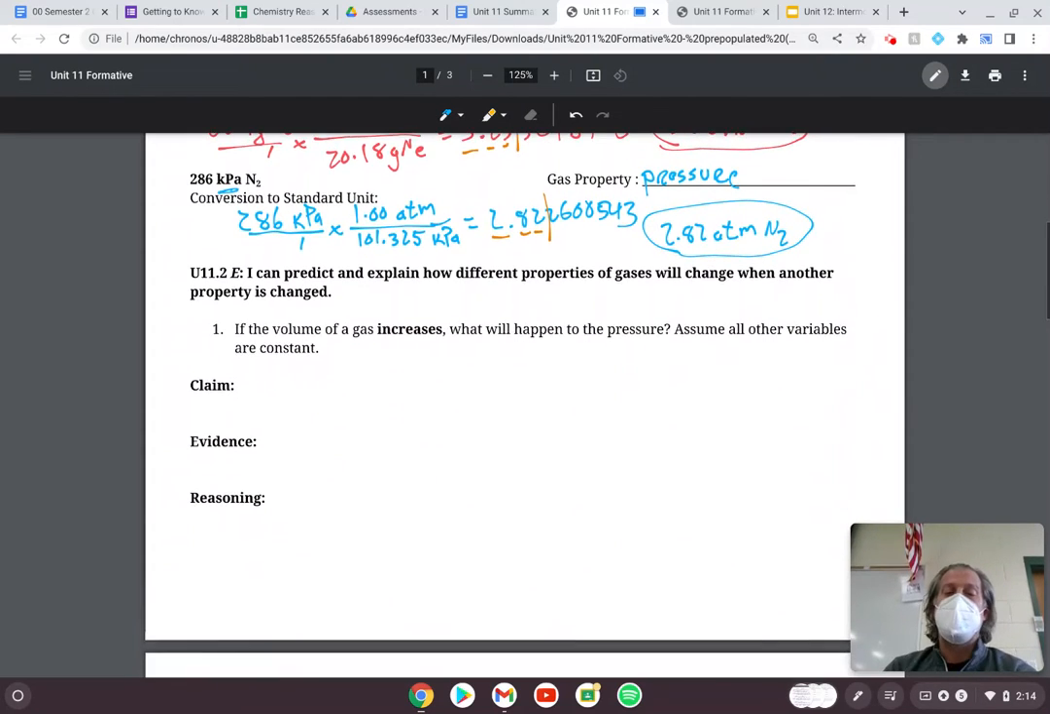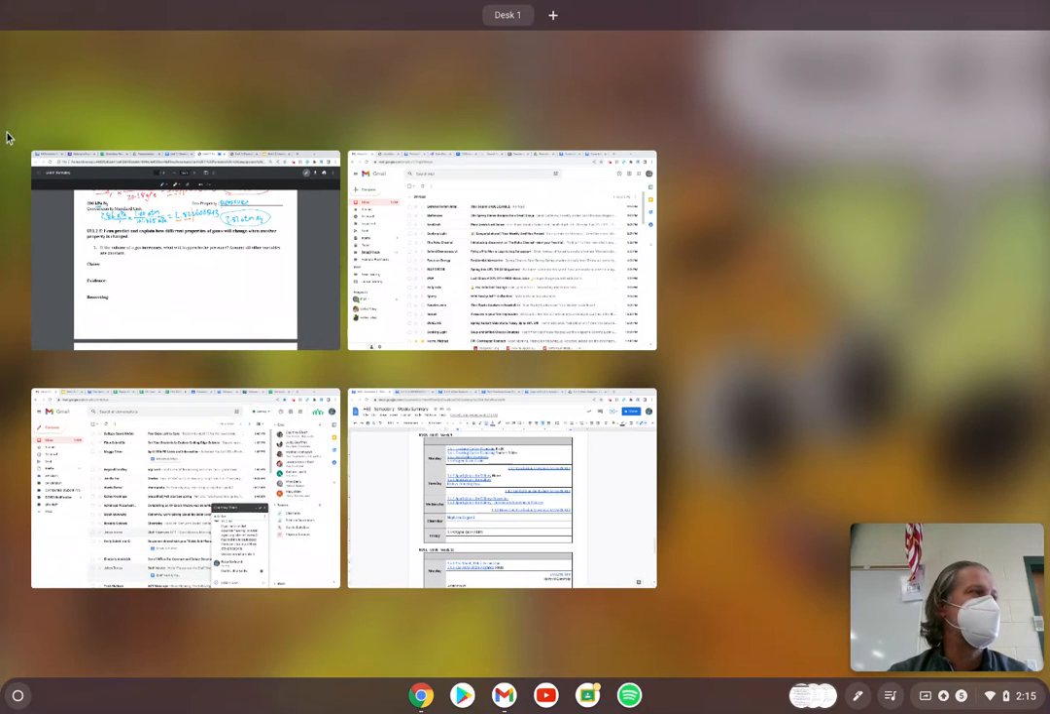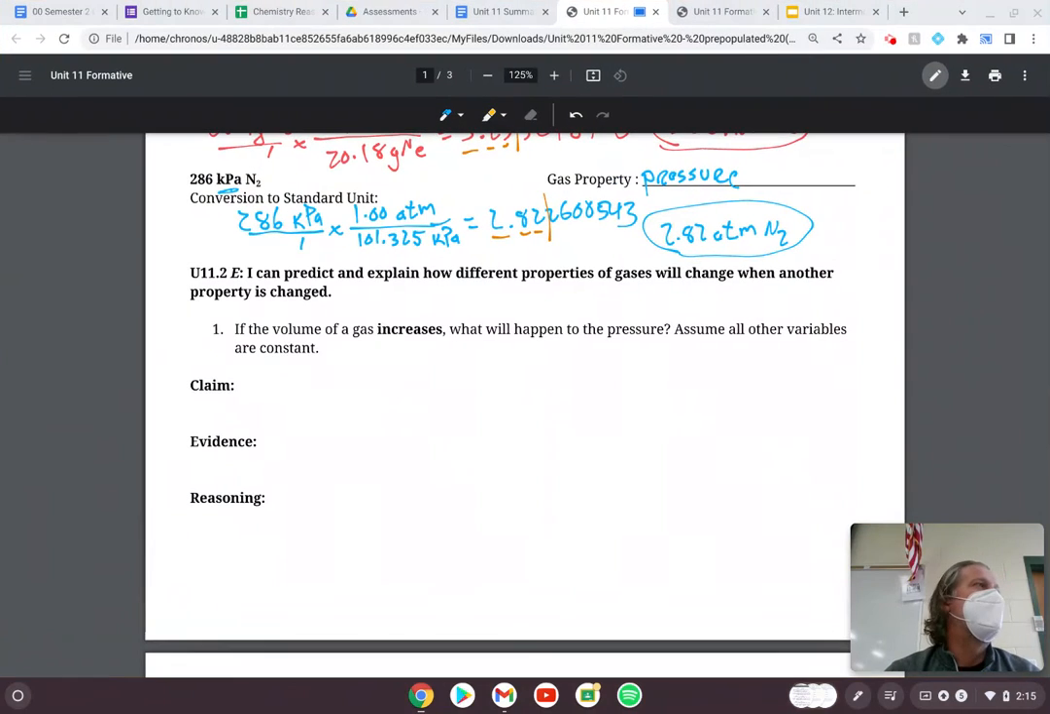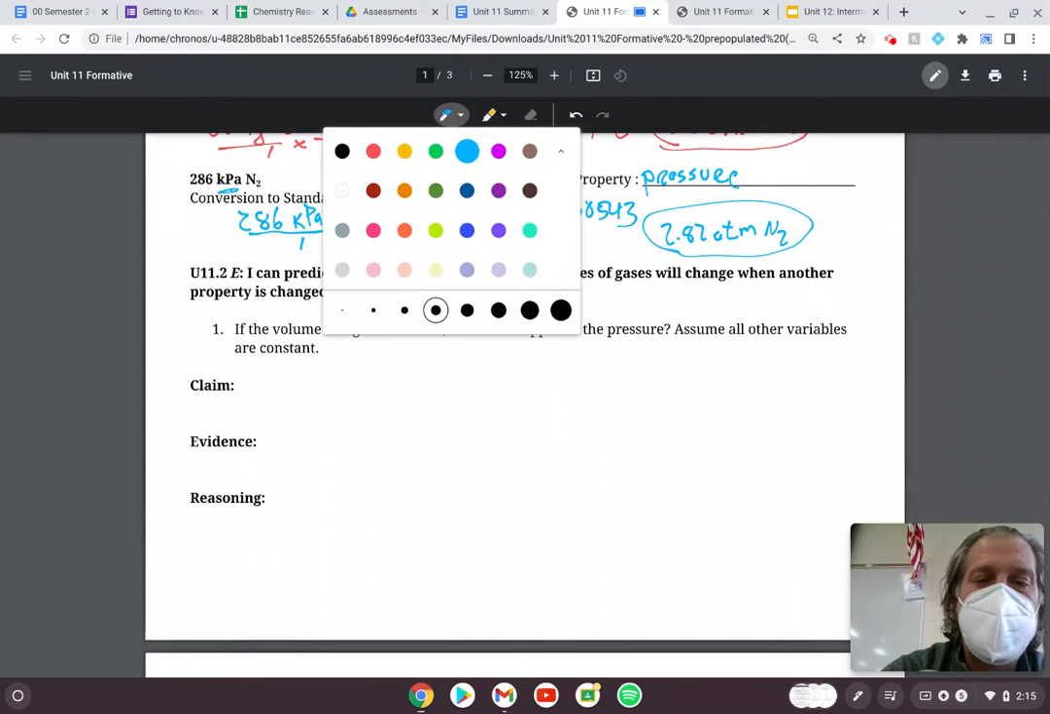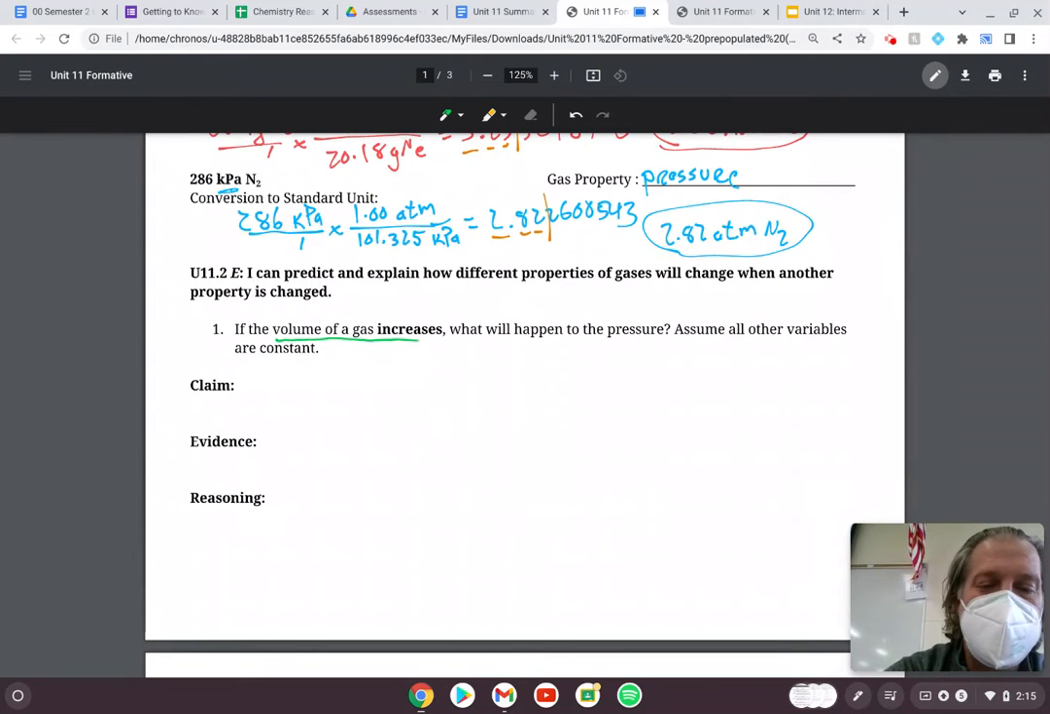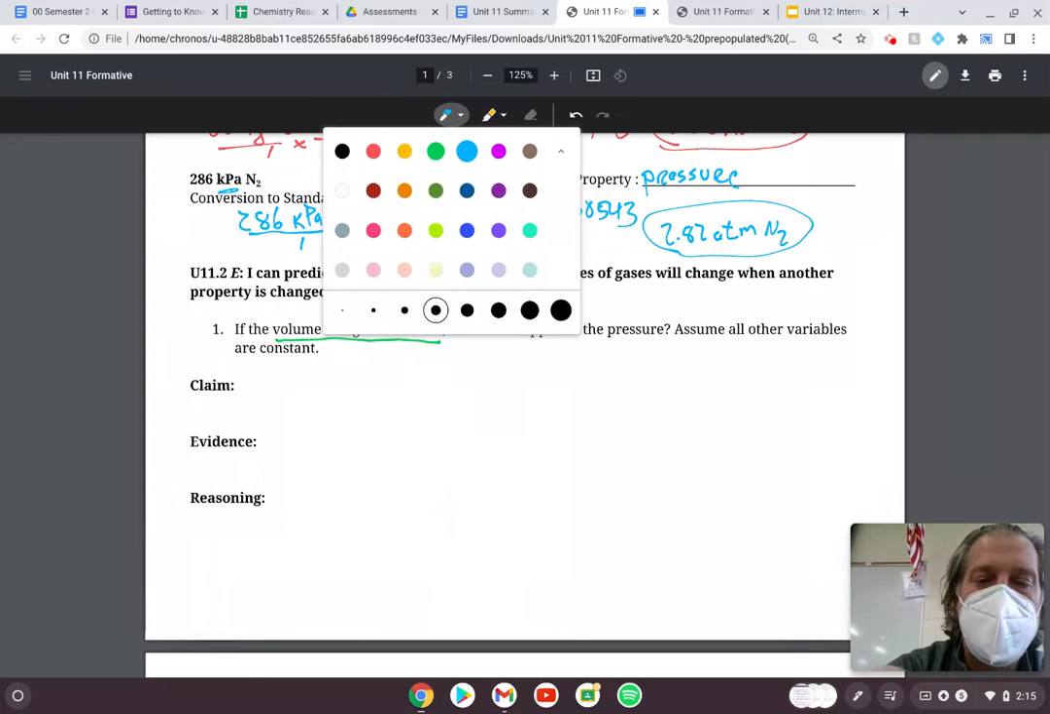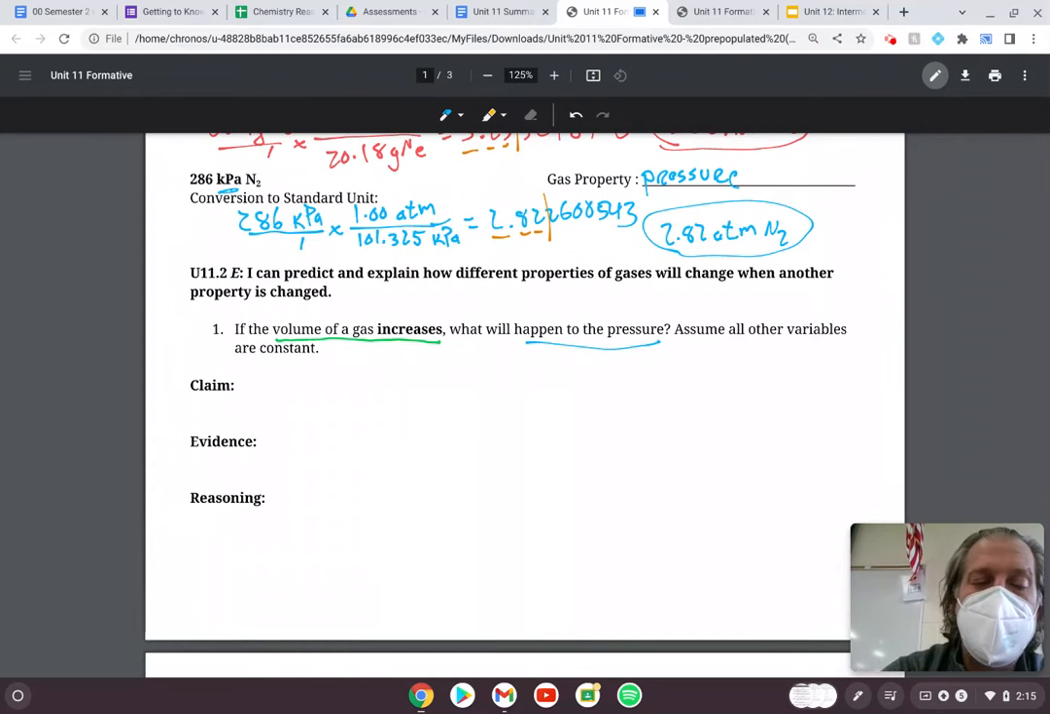Okay. All right. In the next one, you are asked to make a claim and then support that claim with some reasoning, and we're going to talk about what this means. So we're asked about a volume of a gas that's increasing. What will happen to the pressure? The claim that I'm going to make here is that the pressure will decrease.